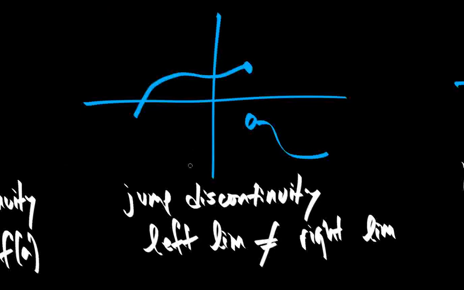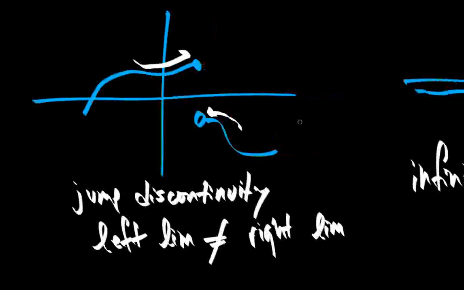Another type is a jump discontinuity. And this comes from the failure of the limit to exist. Specifically, the left limit is approaching some value, and then the right limit is approaching a totally different value. So the limit doesn't exist, so obviously this is not continuous.